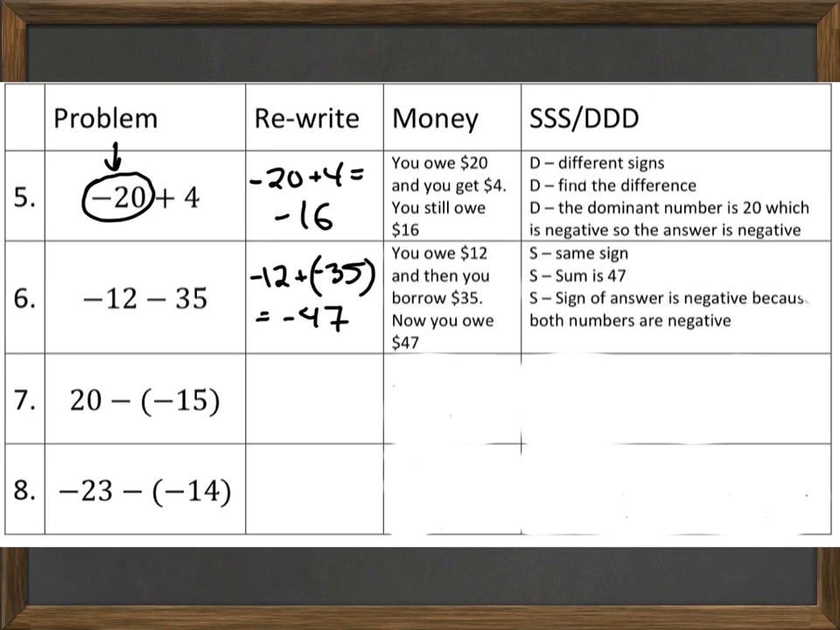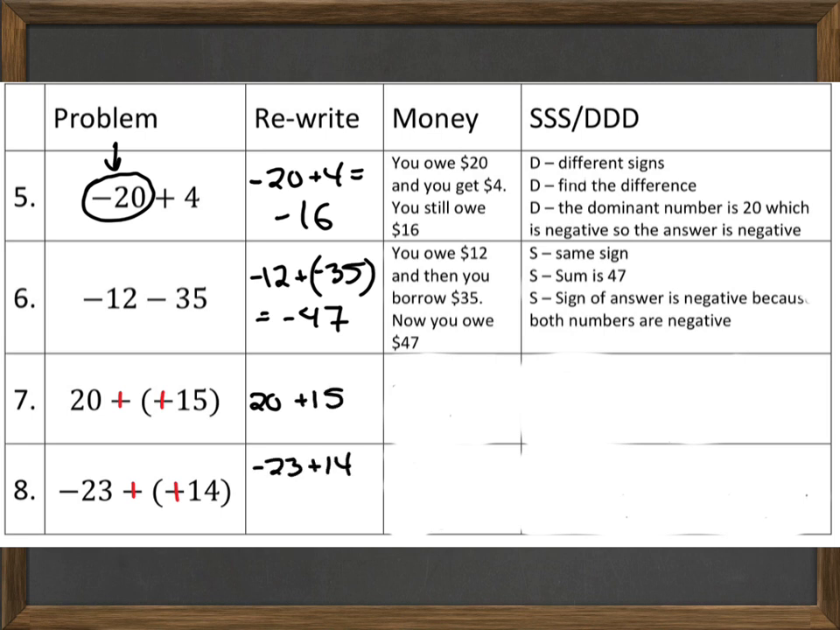For number 7 and 8, remember we have to rewrite them. These are not optional. And the other ones, it didn't really matter, but these ones we have to. Because remember, minus a negative is the same as plus a positive. Minus a negative is the same as plus a positive. If you don't take a second and rewrite it, the rest of your work is probably going to be wrong.